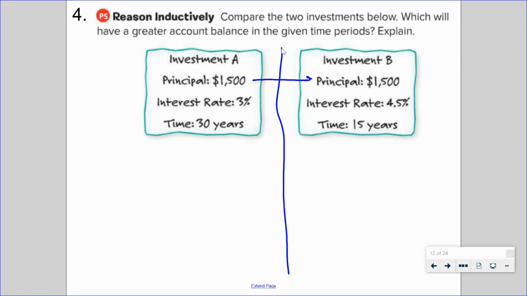Now, I got a little question for you. Let's say you're investing money, $1,500, and you get to choose between investment company A, 3% interest for 30 years, or investment company B, 4.5% interest for 15 years. I want you to just make a prediction right now. Would you rather have A or B? You got 5 seconds.